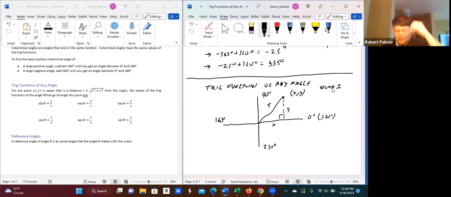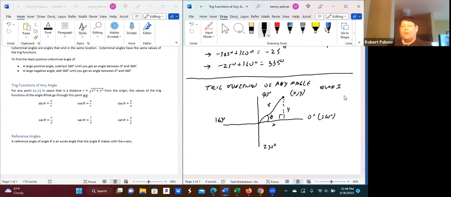Now, let's take a look. Sine is defined as y over r. Think about this as being my angle right here. This is angle theta. Just like what we saw before, opposite over hypotenuse, this is y over r. Cosine is going to be x over r, adjacent over hypotenuse. Tangent is going to be opposite over adjacent, or y over x.